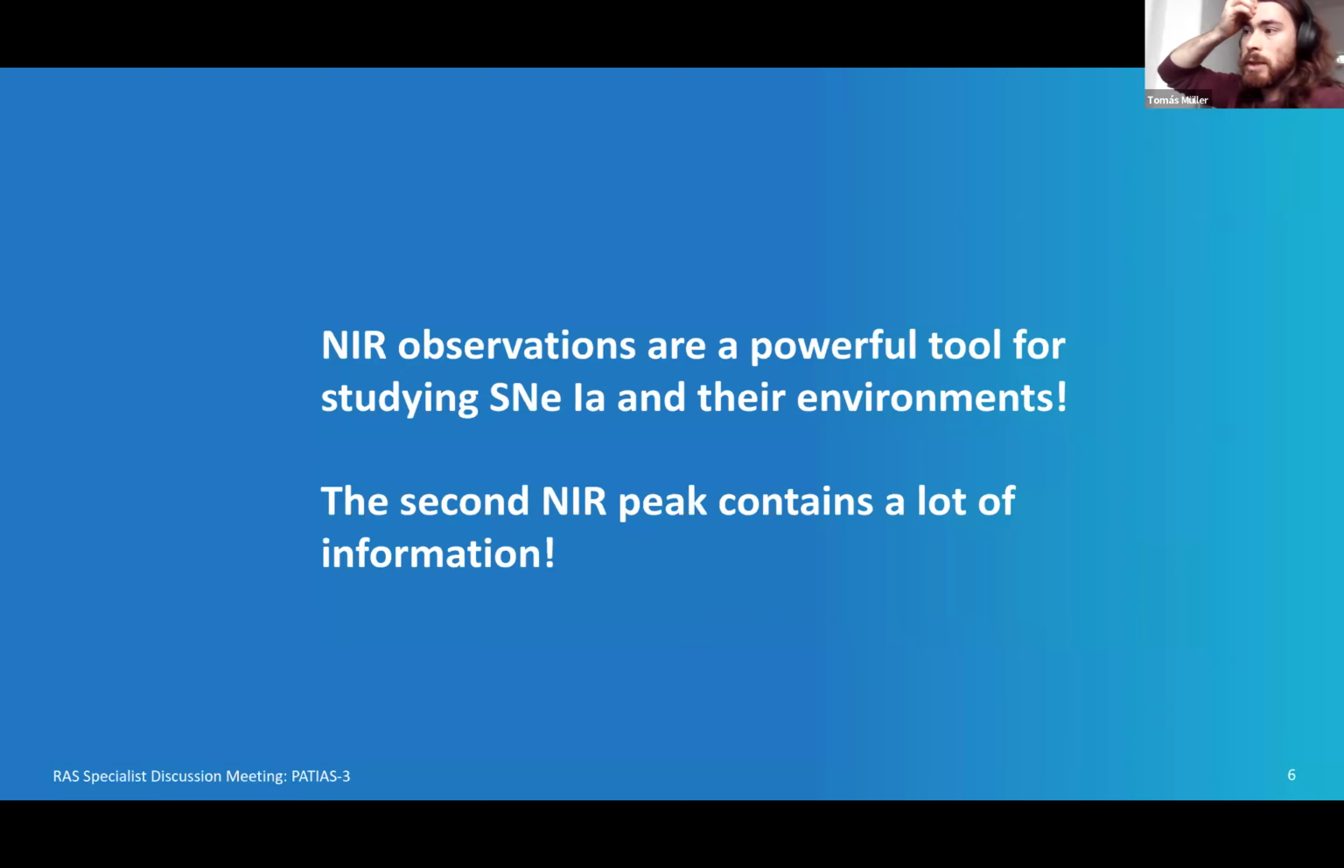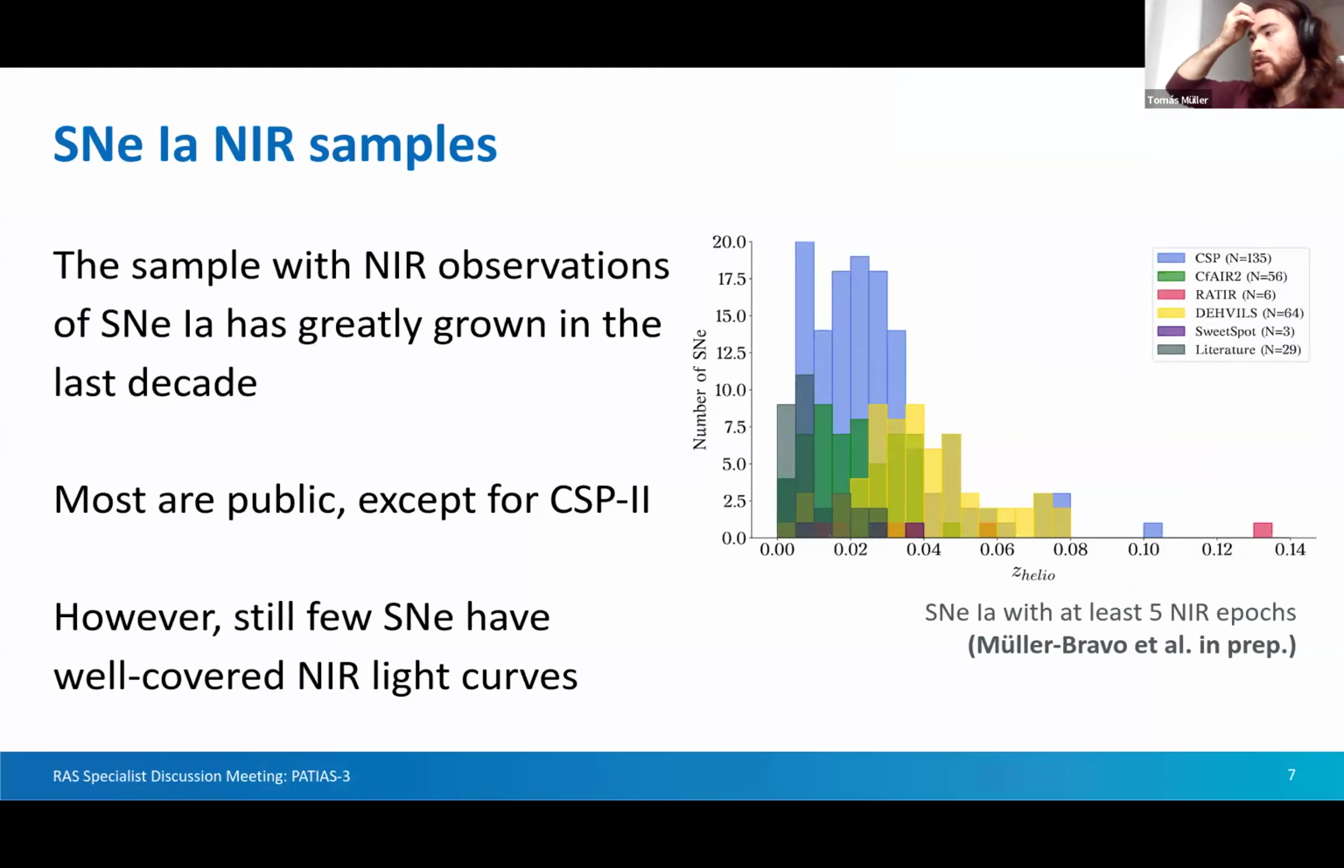Right. So with this brief introduction, hopefully you can see that infrared observations are a very powerful tool for studying Ia's, their physics, their progenitors. There's a lot of information we can get from these observations, especially from the second peak. And I have been focusing on this project in particular. Fortunately, in the last decade or so, the number of Type Ia supernovae observed at infrared wavelength has greatly increased.